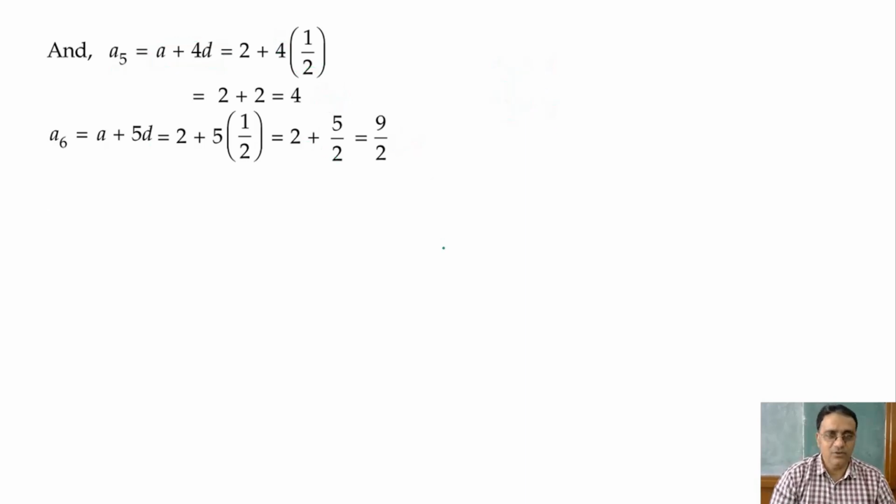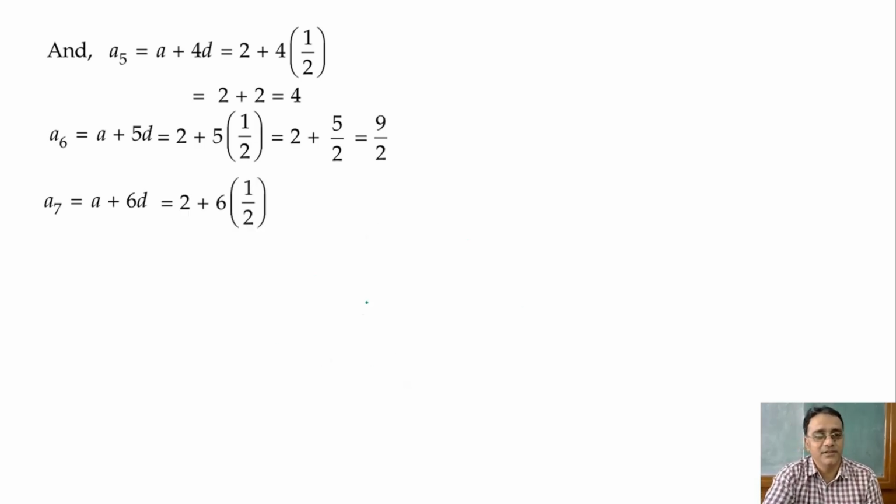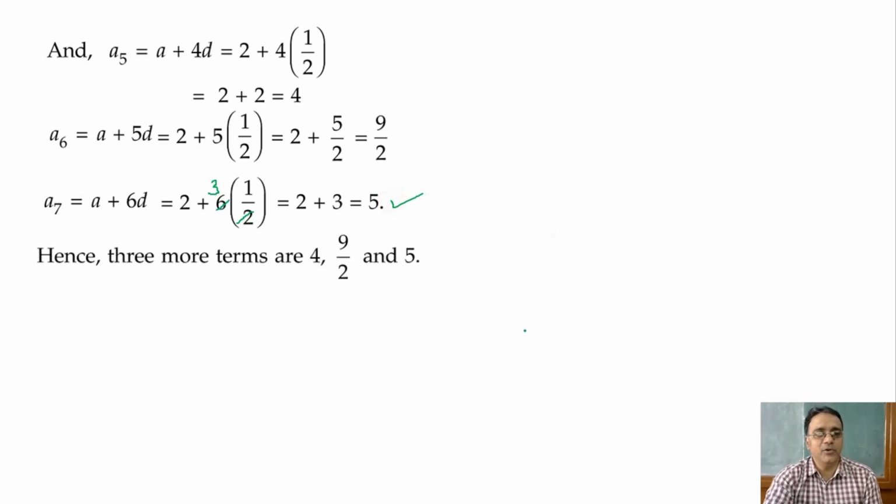Right. Now A7. A plus 6D. That is 2 plus 6 into half. तो यहाँ पे कुछ cancel हो रहा है? Yes, sir. यहाँ पे 3 मिल रहा है. So what is the answer? 5. Yes, 5. So hence the 3 more terms are 4, 9 by 2 and 5.